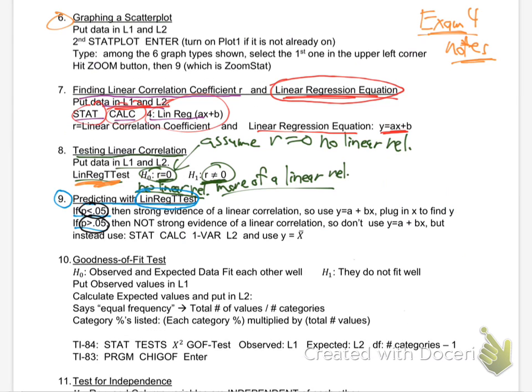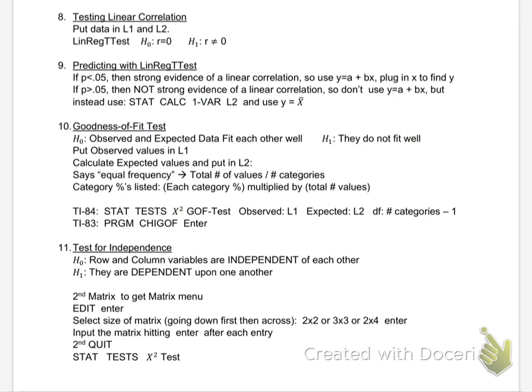Well, then what do we do? Let's go back to the instructions. If the p is high, there's not strong evidence of a linear correlation, so don't use the equation. But instead, what do we do? Hit stat, calc, one variable, L2, and use X bar. In other words, you just go with the average. So let me write that down.